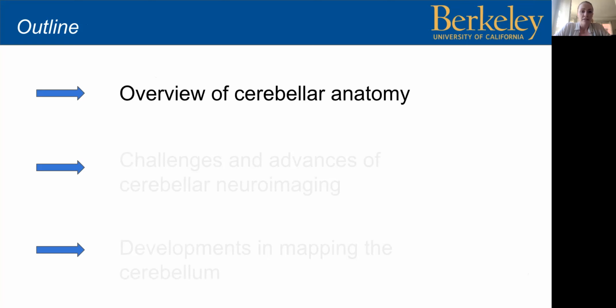So given how different cerebellar architecture is from cortical architecture, I first want to spend a bit of time discussing cerebellar anatomy before providing an overview of some of the challenges that are associated with imaging the cerebellum. I'll then wrap up by summarizing some of the recent advances that have been made to better understand the functional organization of this structure.